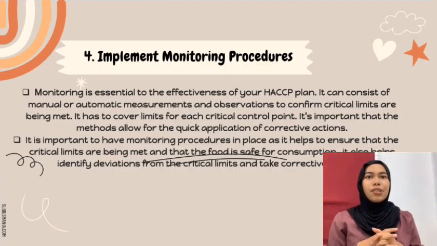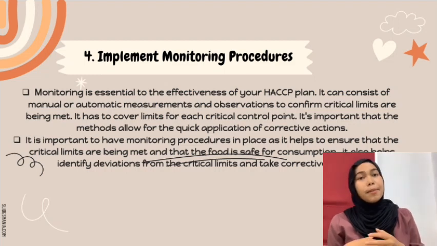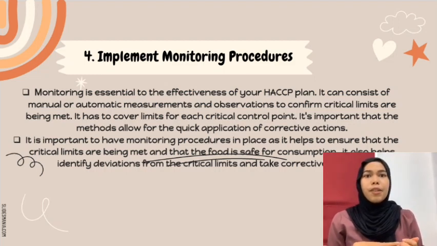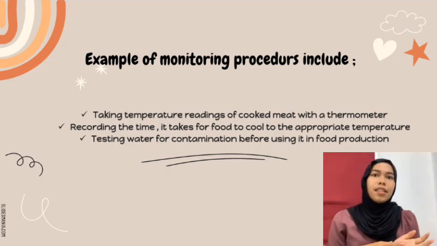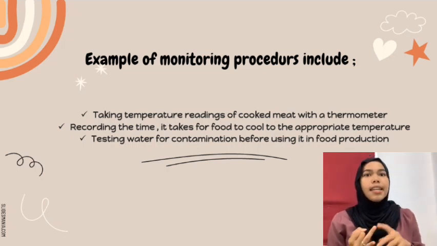The next is implement monitoring procedures. Monitoring is essential to the effectiveness of your hazard plan. It is important to have monitoring procedures in place as it helps to ensure that the critical limits are being met and that the food is safe for consumption. It also helps identify deviations from the critical limit and take corrective action. Examples of monitoring procedures include taking temperature, recording the time and testing water for contamination before using it in food production.